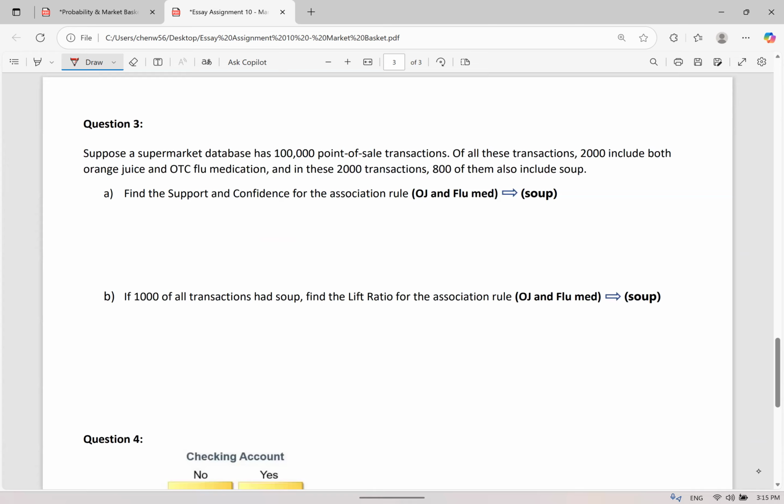So for this question, I want you to find out support and confidence for this association rule, right? So this is an item set, and this is another item set. You can consider this is A and this is B. So then what is the support and what is the confidence?